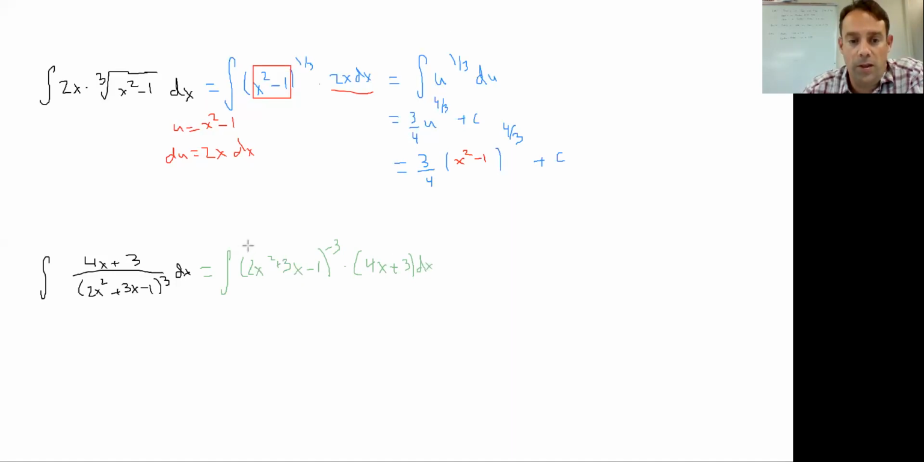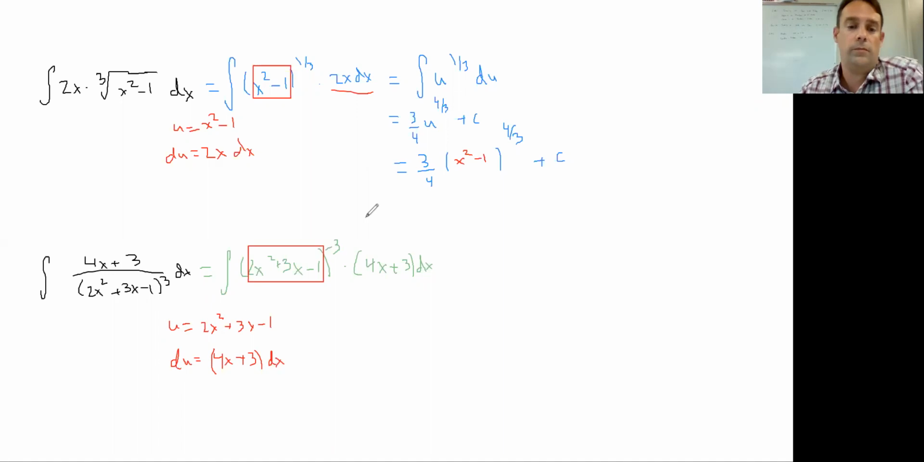All right, so here's my inside function, so that's what I'm going to make u. So u is 2x squared plus 3x minus 1. So du is 4x plus 3 dx, which again I have right there.